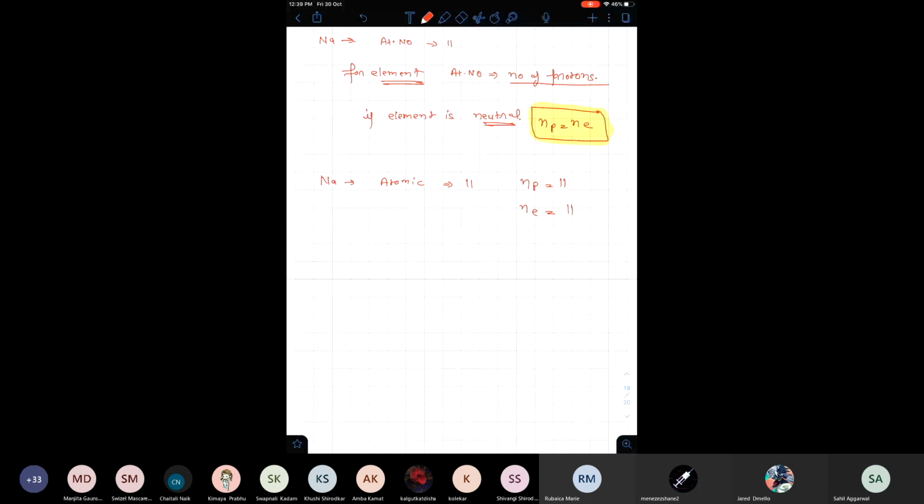Now cations means loss of electrons. Anions mean gain of electrons. Cations में electrons minus करने हैं, anions में electrons add करने हैं.